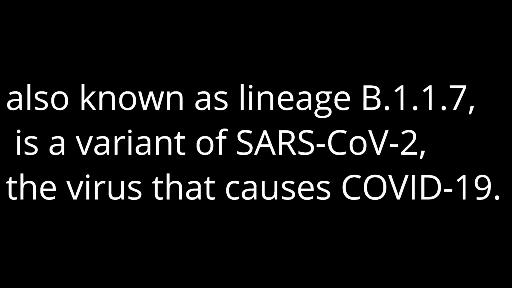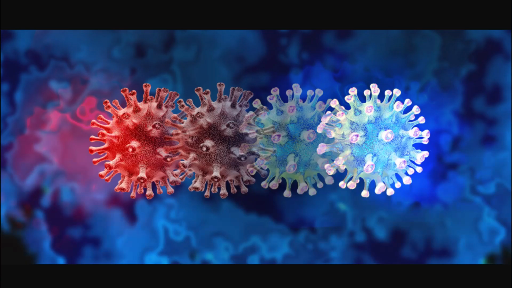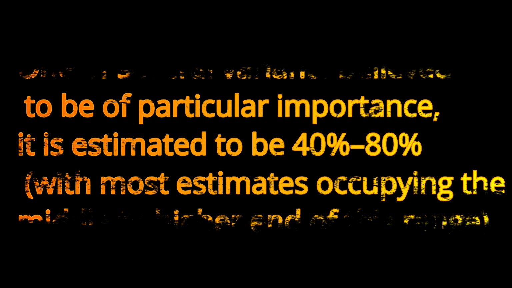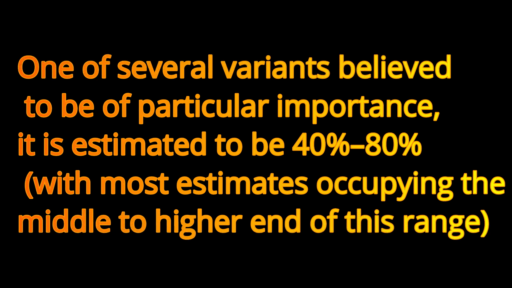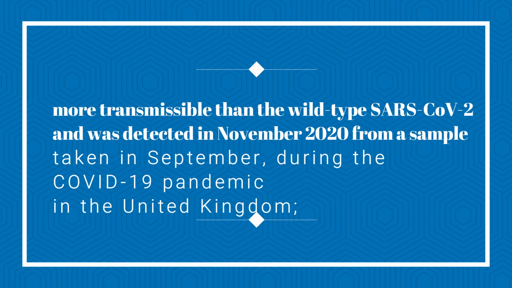First of all, the alpha variant. Alpha variant, also known as lineage B117, is a variant of SARS-CoV-2, the virus that causes COVID-19. One of several variants believed to be particularly important, it is estimated to be 40 to 80% more transmissible than wild type SARS-CoV-2, with most estimates occupying the middle to higher end of this range. It was detected in November 2020 from a sample taken in September during the COVID-19 pandemic in the United Kingdom.